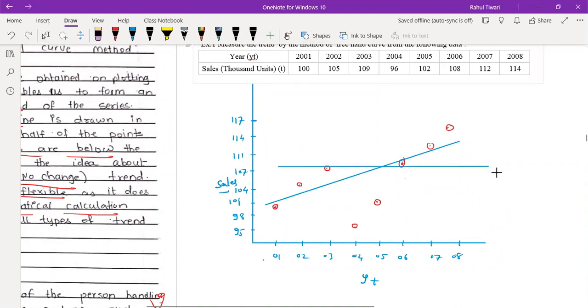For example, this way. See, 4 points are above, 4 points are below. Somebody can again think in a different way. Getting my point? So that's why this is very subjective. What is the drawback? Drawback pe likha na humne. Kya likha? This is very subjective. Anyone can draw taking any points.